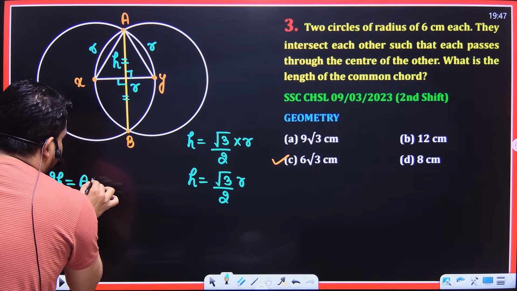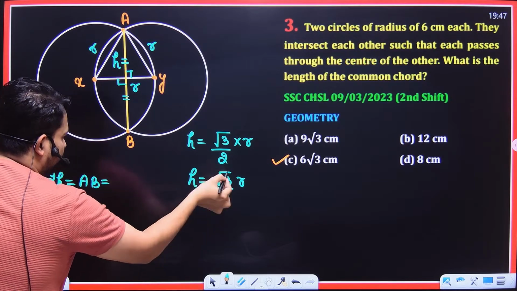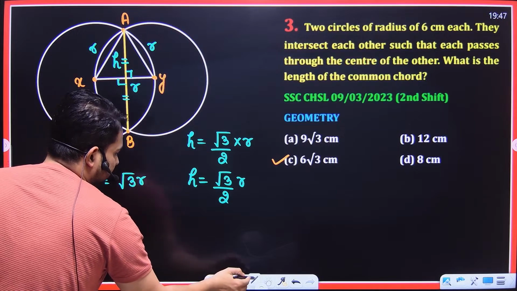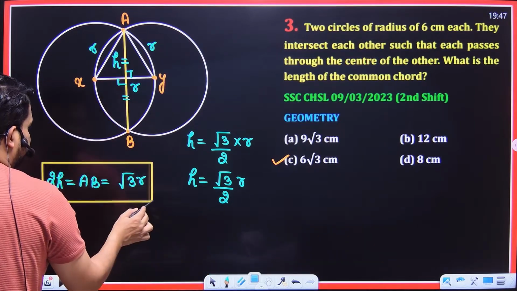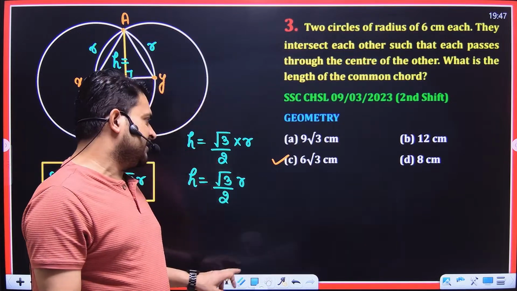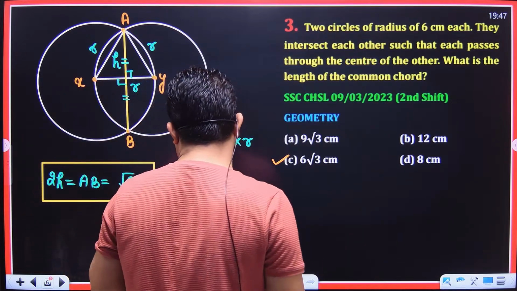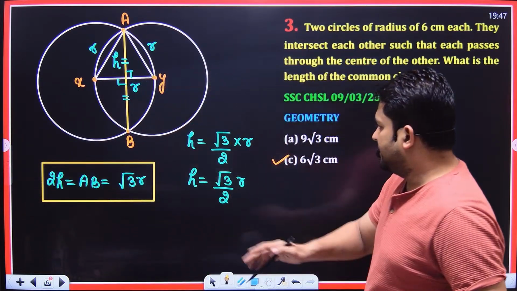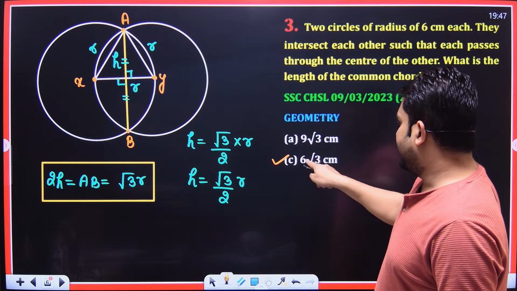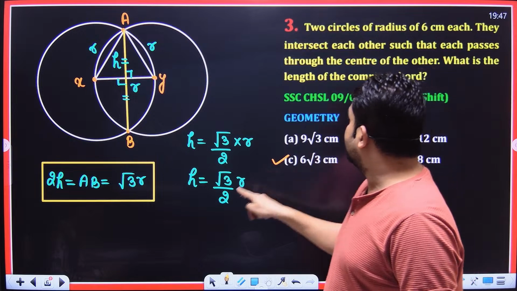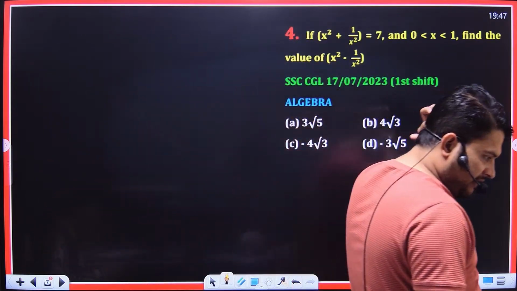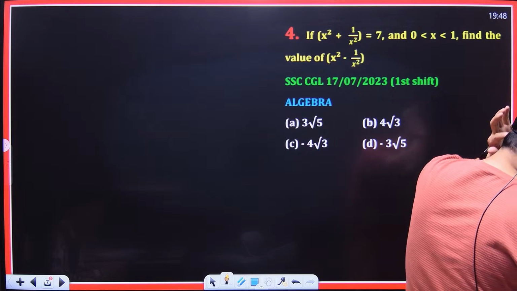AB, the length of the chord, is equal to 2 times root 3 by 2 r. The 2 will cancel out, so root 3 of r. This is the length of the common chord. So the length of the common chord of any two circles passing through the center of each other is equal to root 3 r. Radius is 6, so 6 root 3 centimeters is my answer. So I think only 3 to 4% have given the correct answer.